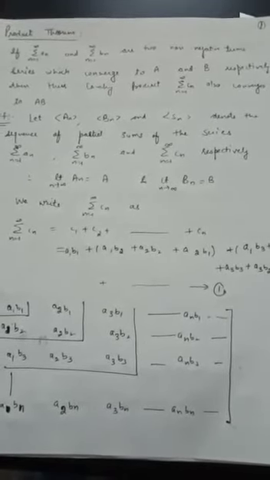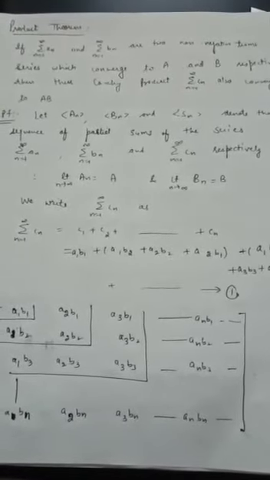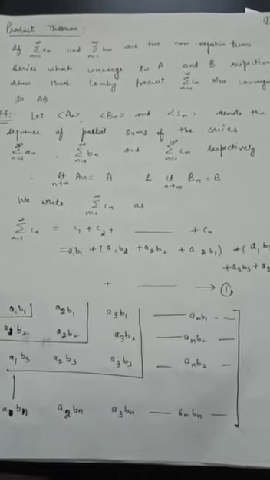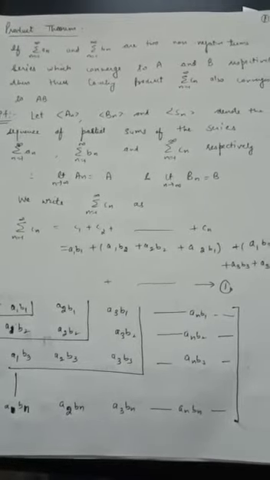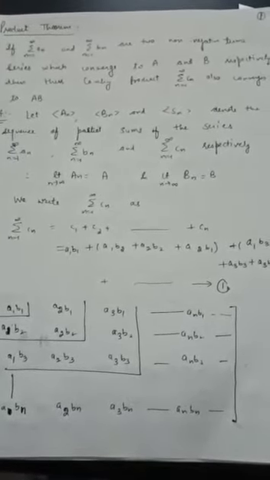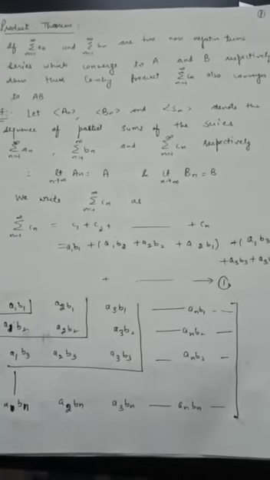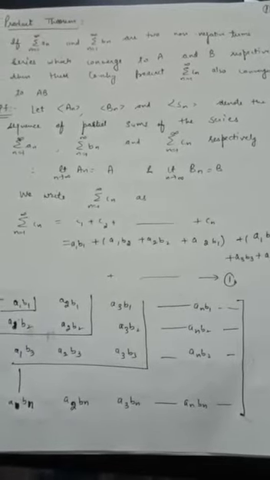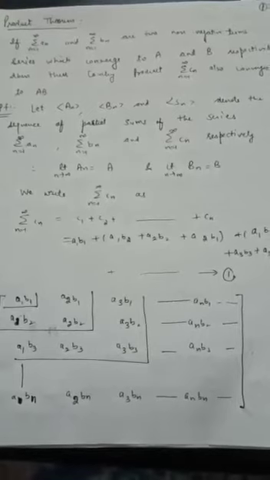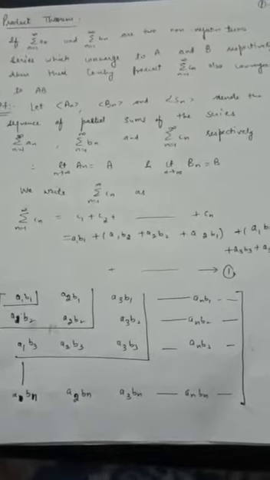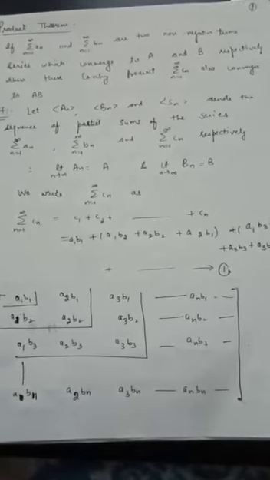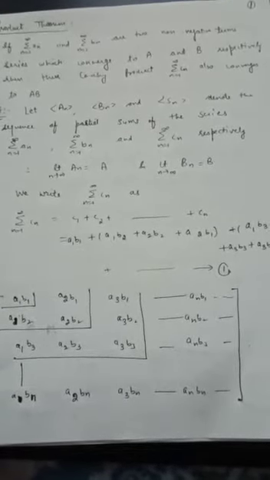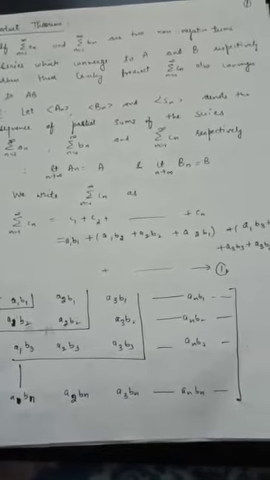Now because summation an and summation bn are non-negative term series converging, that means their partial sums must also converge to a and b. So let An, Bn and Sn denote the sequence of partial sums of the series summation an, summation bn and summation cn respectively. That means limit n tends to infinity An is a and limit n tends to infinity Bn is b. You already know this concept very well.